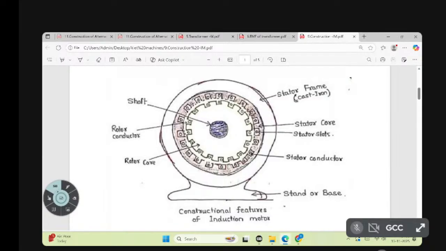Primary winding, secondary winding. We are using the words primary winding and secondary winding. So in the stator, primary winding is available. In the rotor, secondary winding is available. But why are we calling it a rotating transformer? Secondary winding of the induction motor is short circuited. Secondary winding of the transformer is short circuited.